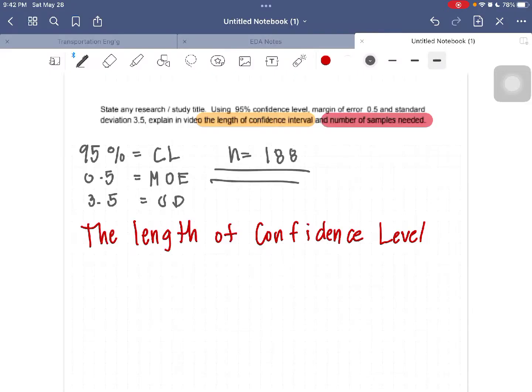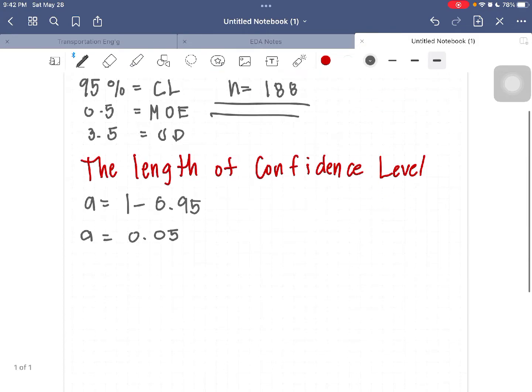Now that we finally got the value of our sample needed, we're going to solve for the length of confidence level. So, same procedure lang din siya sa sample size. Ang una natin gagawin ay hanapin natin yung value ng ating A. At ita-transform natin itong 95% into decimal. So, ima-minus natin siya sa 1. So, 1 minus 0.95. At kapag minus mo na yan, ang kalalabasan ay 0.05. At meron na tayong value ng A.